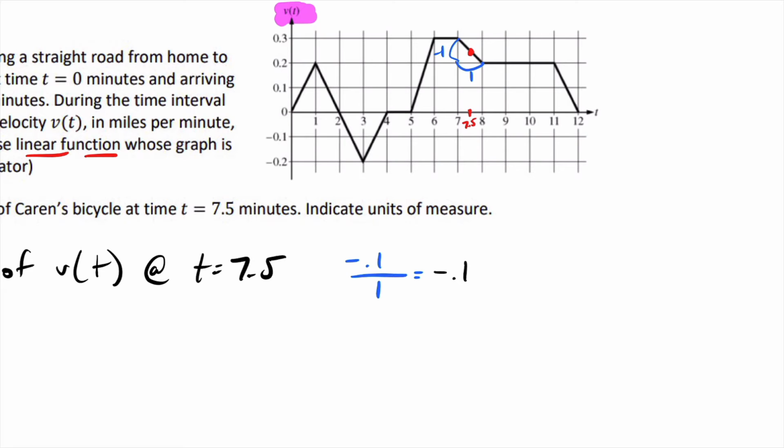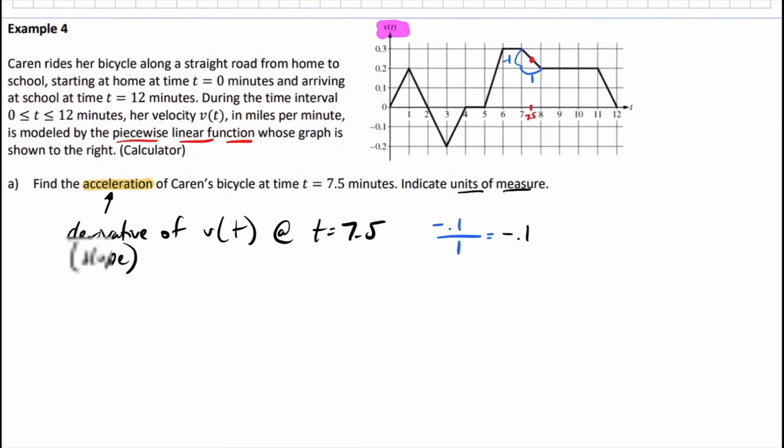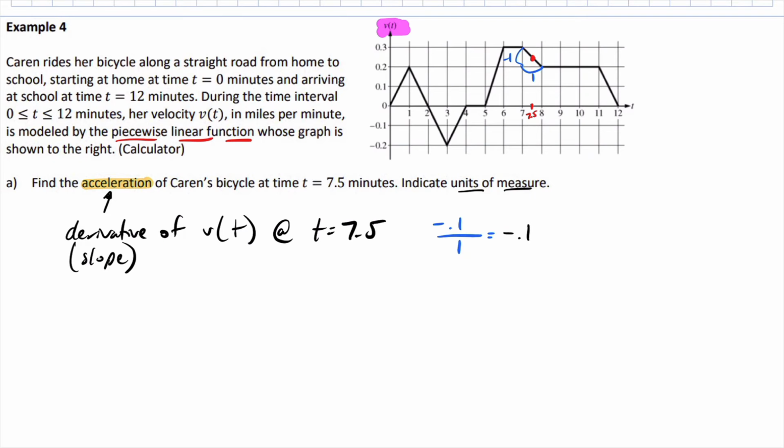What unit of measure is that going to be? It's going to be a rate, so it's going to be per something. So yeah, we're looking at 1, 2, 3, 4, 5, 6, 7, 8, 9, 10, 11, 12. It looks like miles. Yep, miles per minute right there.